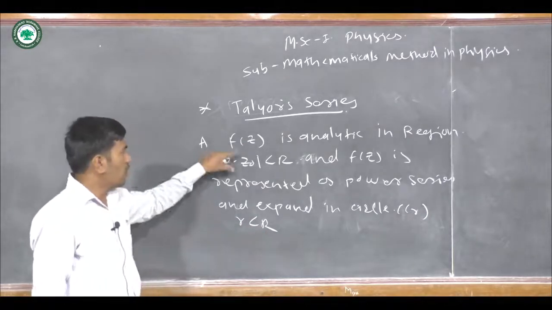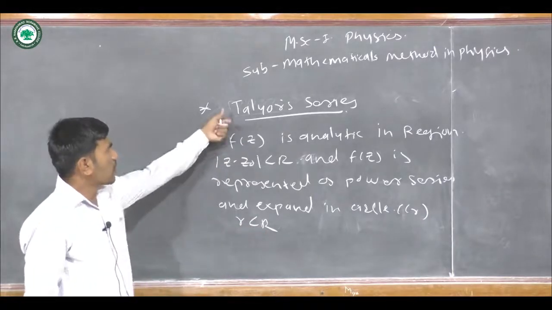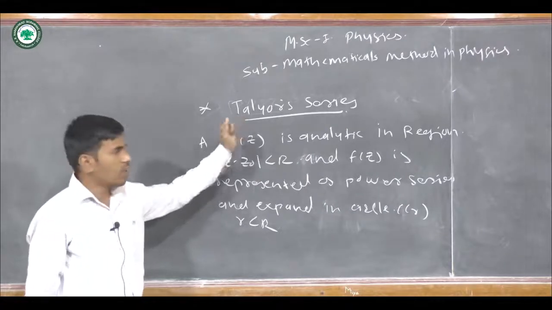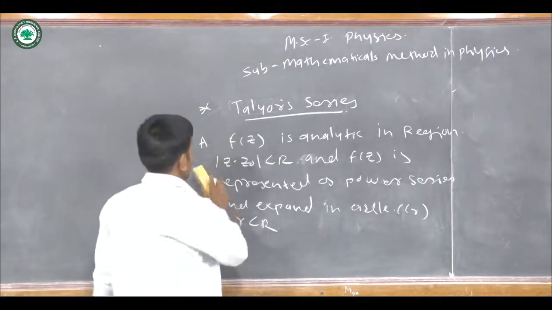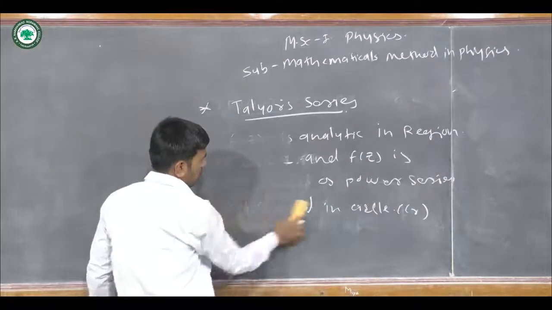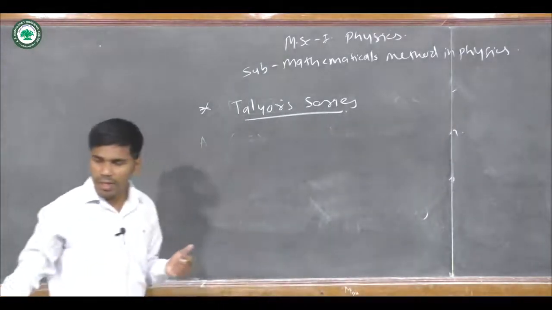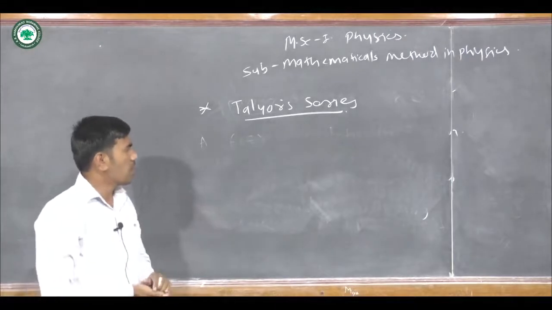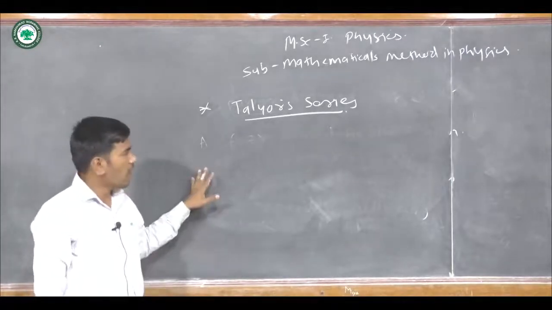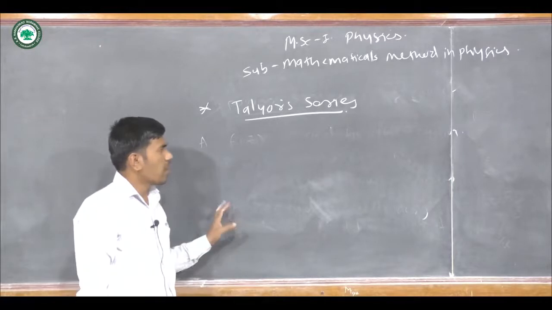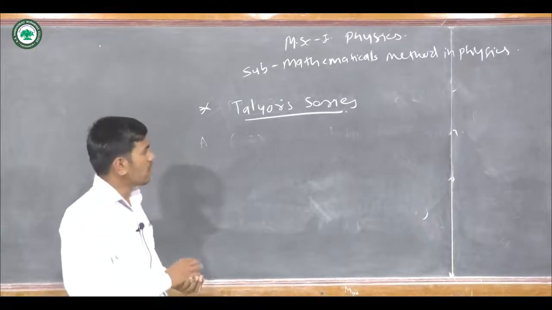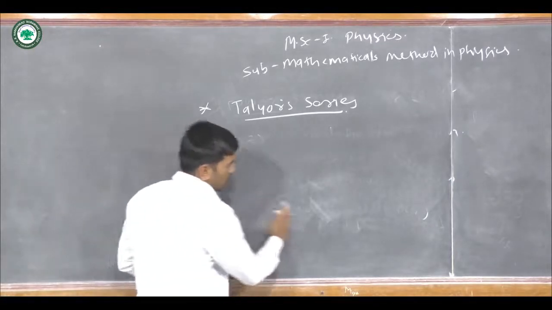Okay, so this thing is called the Taylor series. Now if I consider the theorem of this Taylor series, we are going to prove this. So if the function f of z is analytic in the region R, and we express it as a power series, that is convergent in the region CR. So this series is called the analytic region.